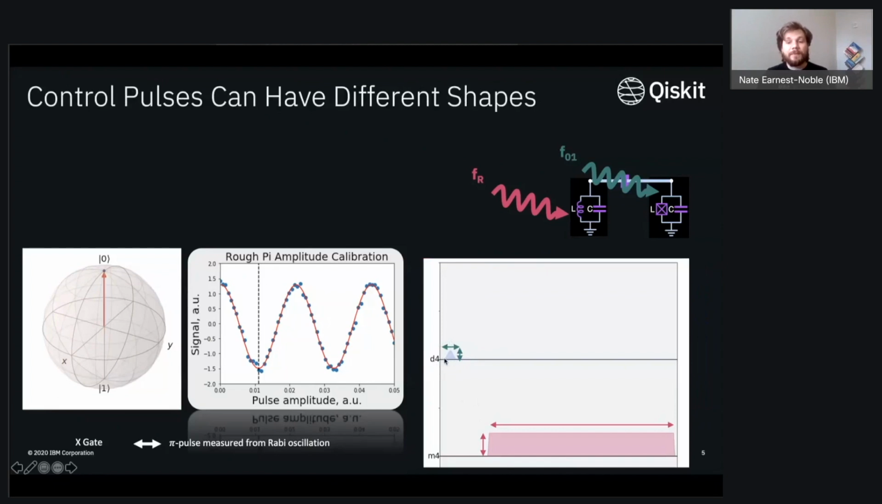This is represented by D4, and this is actually going to be what's known as a drag pulse. I'll discuss what that actually is in a second, but it's some sort of Gaussian-type shape pulse. And down here you have what's known as a Gaussian square pulse, which we use for our qubits.